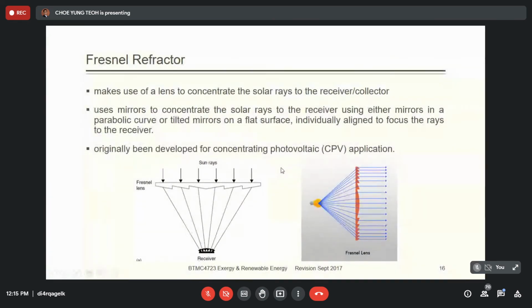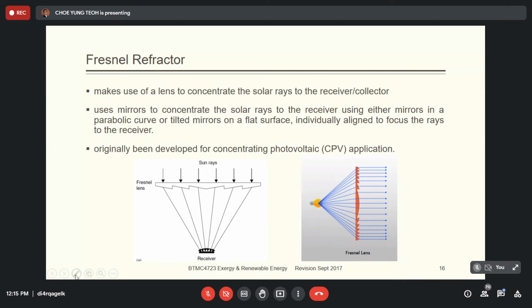Okay, let's continue with this thinner refractor. It's actually a type of lens. By the way, can you hear me? Just a quick check. Yes, sir. Thank you. It's actually a lens.